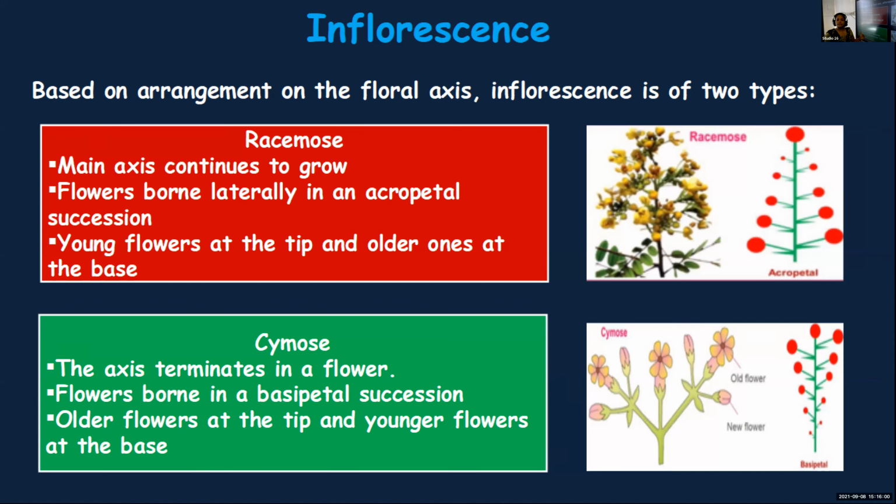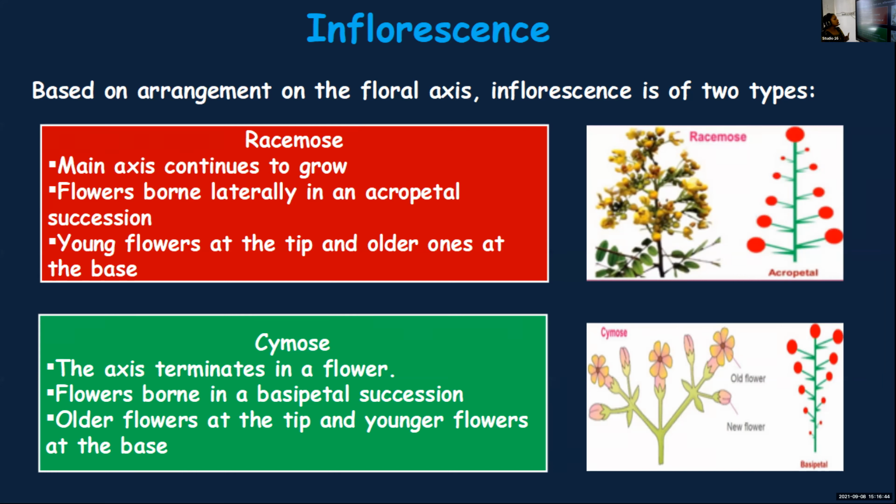There are different criteria for classifying inflorescence of flowers. This is one classification, and this is based on the arrangement of flowers on the floral axis. So the criteria you should know. Only then can you say how it is classified, because there are different ways to classify inflorescence. So if you are asked how to classify inflorescence on the basis of its arrangement on the floral axis, then you can say into two types, racemose and cymose. In racemose, the flowers are arranged laterally in acropetal succession, whereas in cymose, they are arranged in basipetal succession.